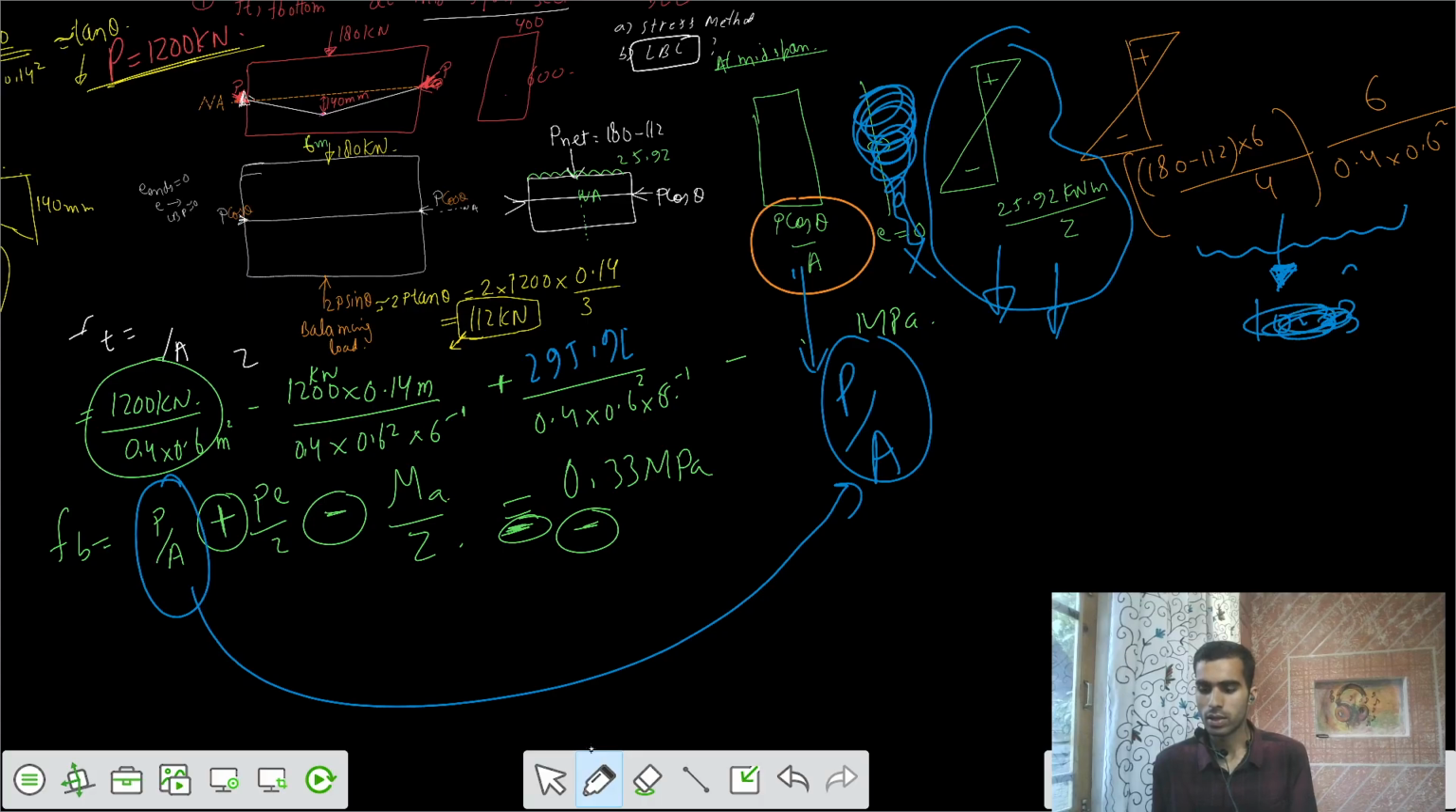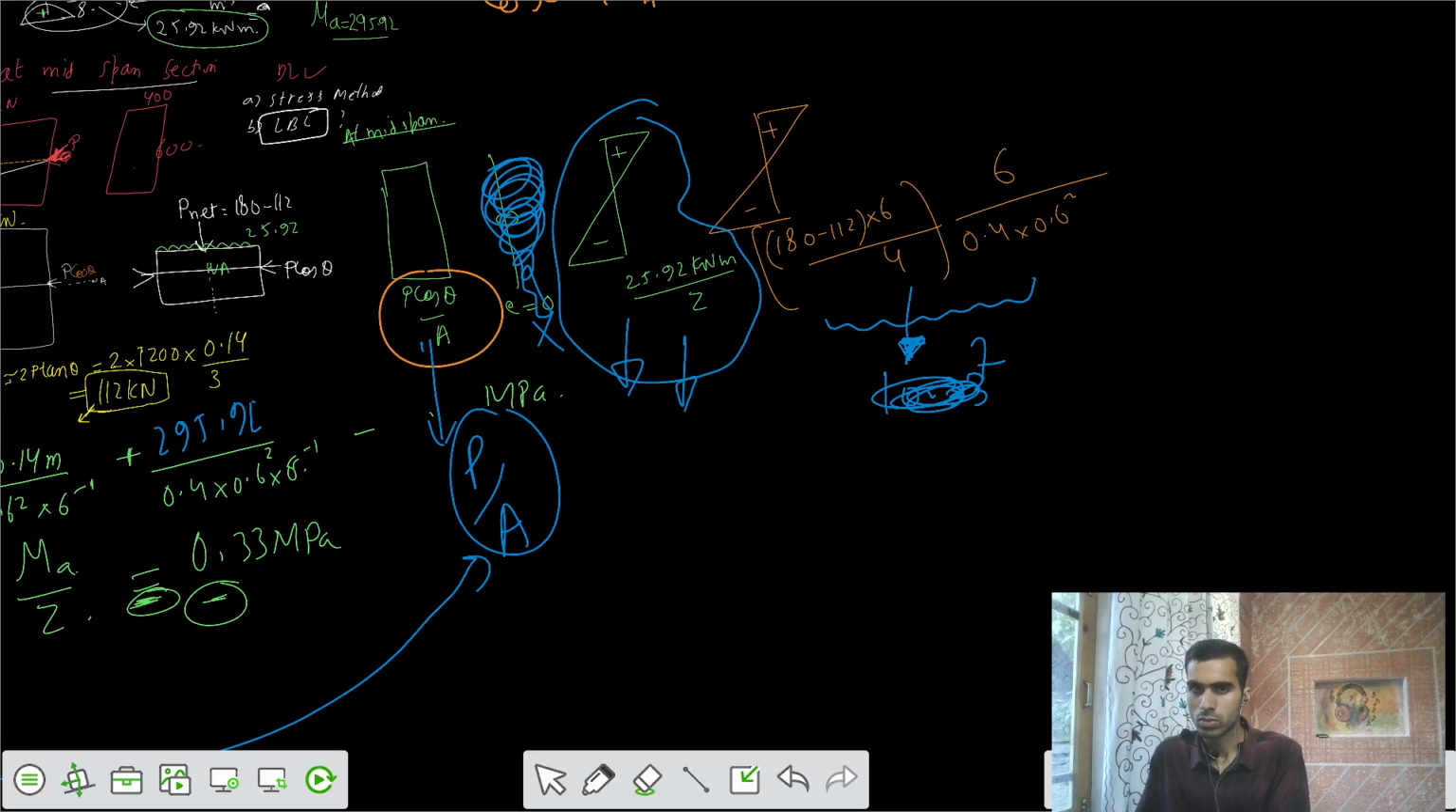Let's solve it: 180 minus 112 into PL by 4, that is into 6 divided by 4, divided by BD square by 6, which is 0.4 into 0.6 square. This is 4250.